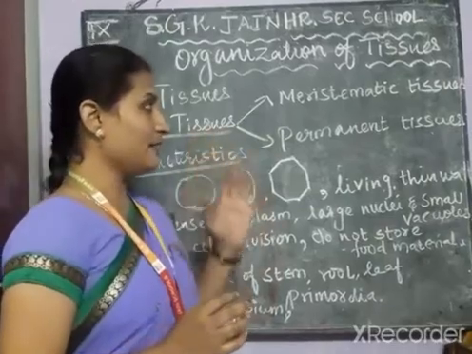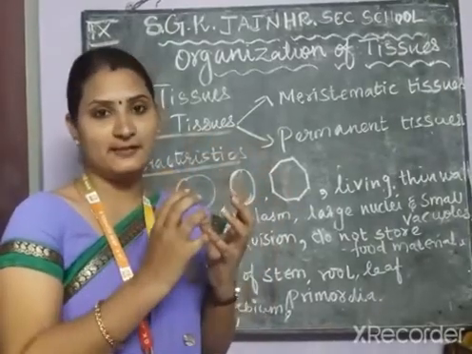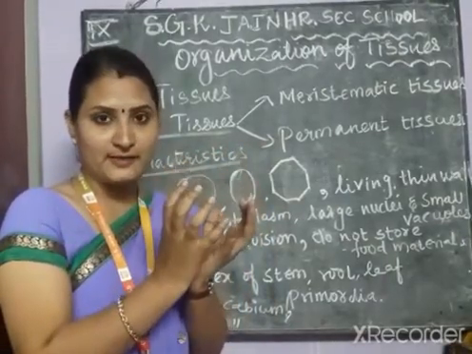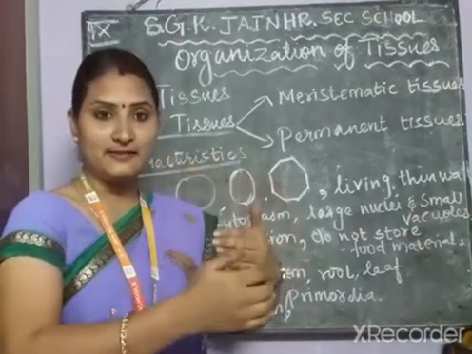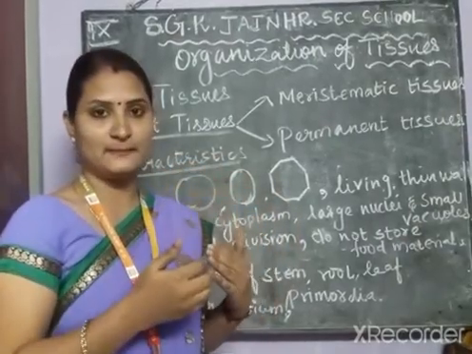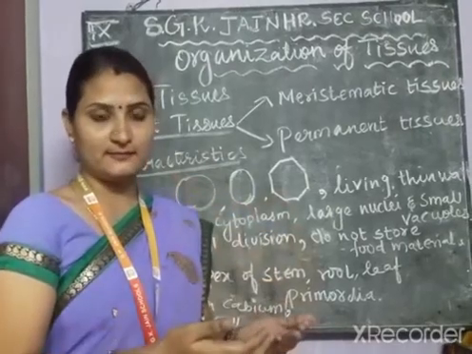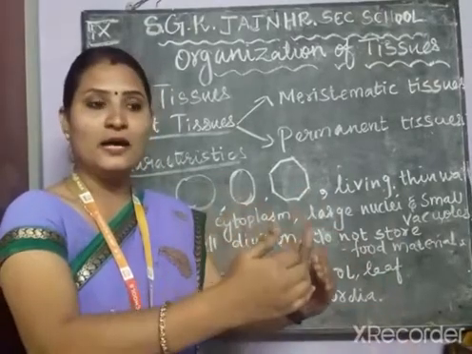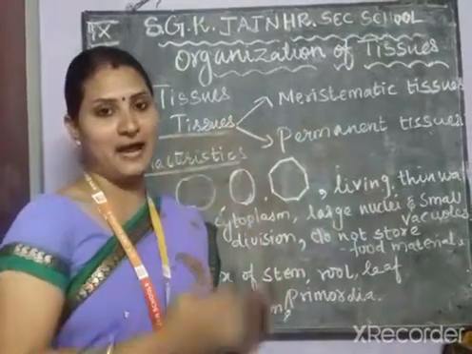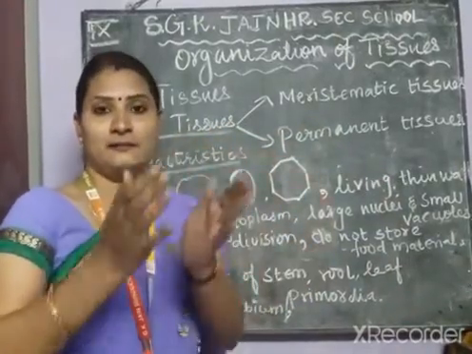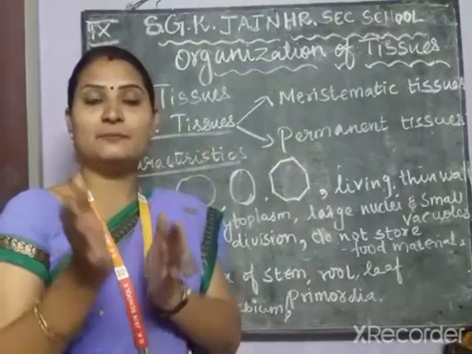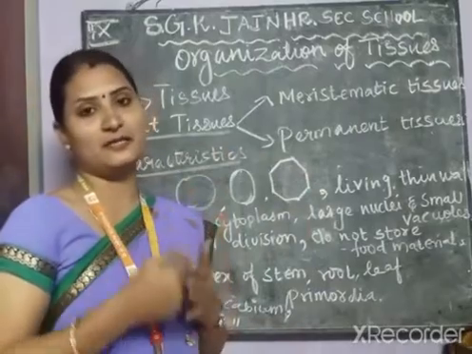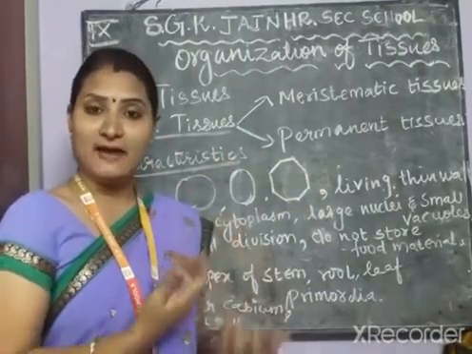Meristematic tissues are a group of cells. As I told you already, tissues are a group of cells, but this group of cells is actively dividing by themselves and producing new cells. That is how growth takes place in plants. Wherever the meristematic tissue is present in the plant, growth will be enhanced because they are actively dividing.